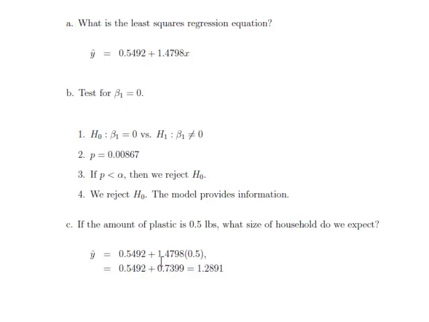So you're going to have your 0.5492 plus 1.4798 times 0.5. So you'll have your 0.5492 plus 0.7399, and that gives me 1.2891. Okay? That takes care of the regression.